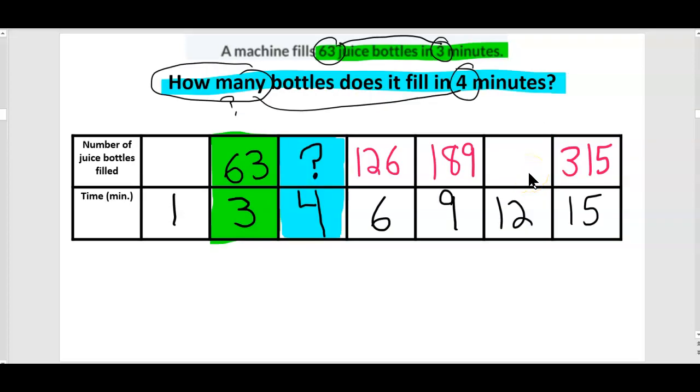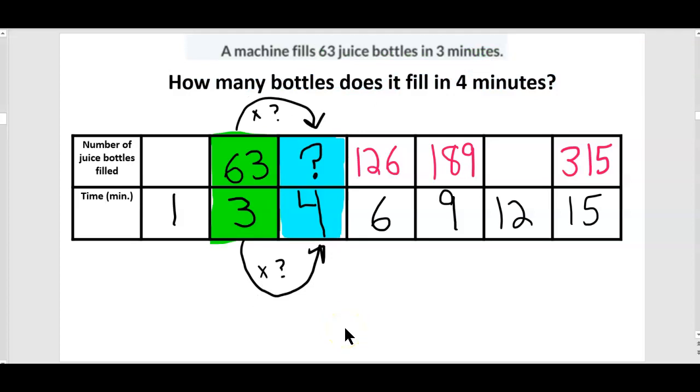Okay, so what about 4 minutes? That's a little bit trickier because you can't really find what to multiply 3 by to get 4. You could do it, but you're not going to get a nice, friendly whole number, an integer. Integers are 1, 2, 3, 4, 5, 6, 7, 8, but nothing in between, like not 3.5.